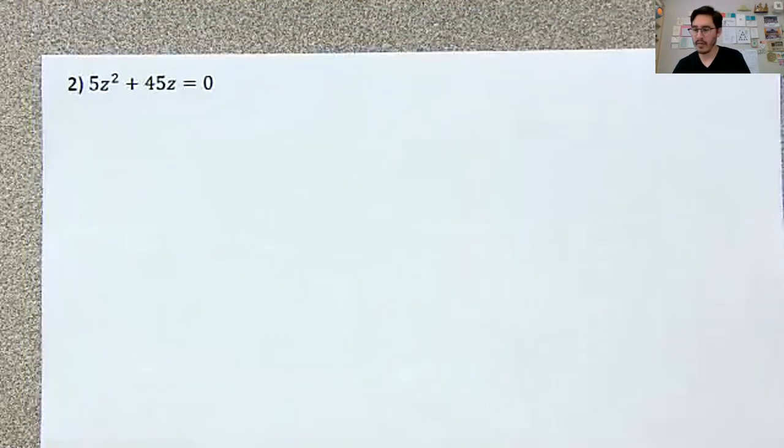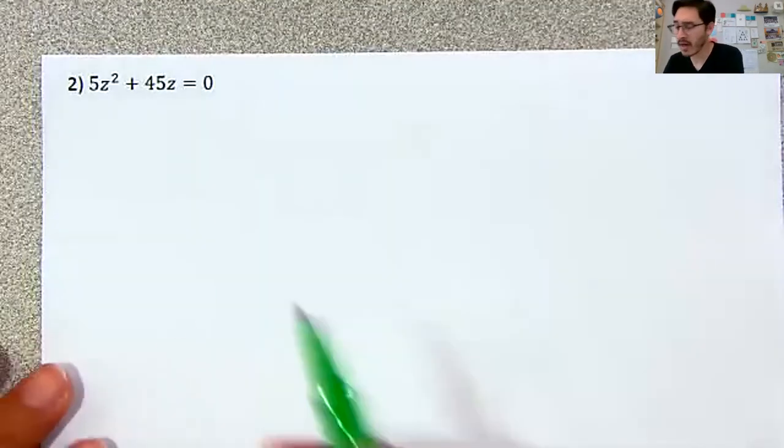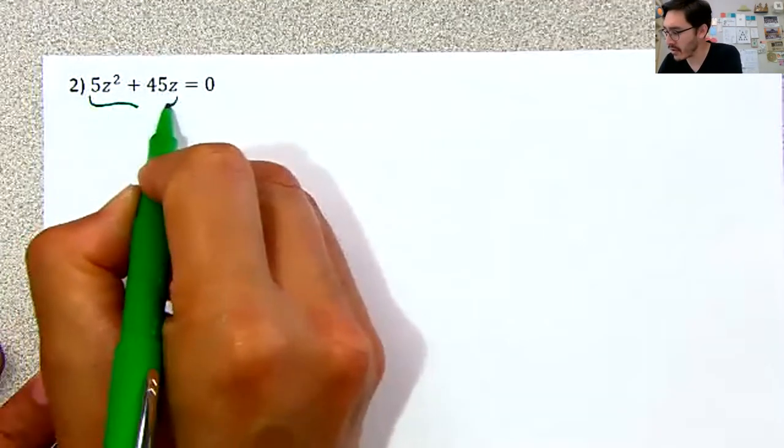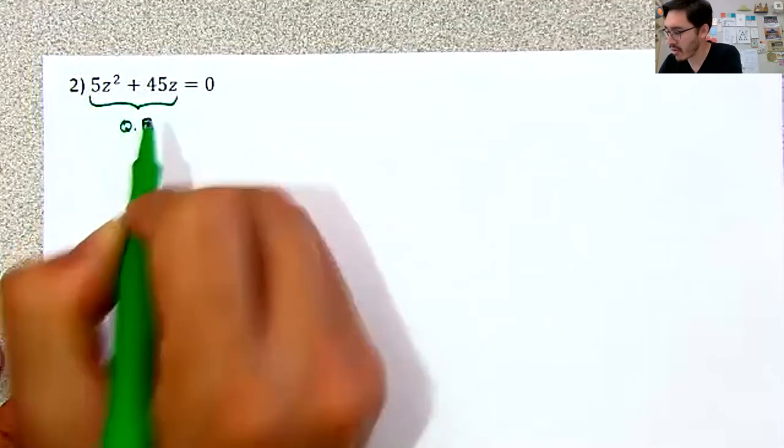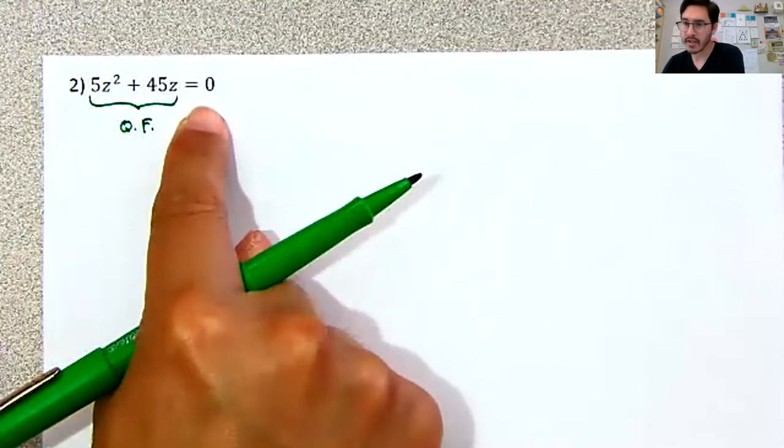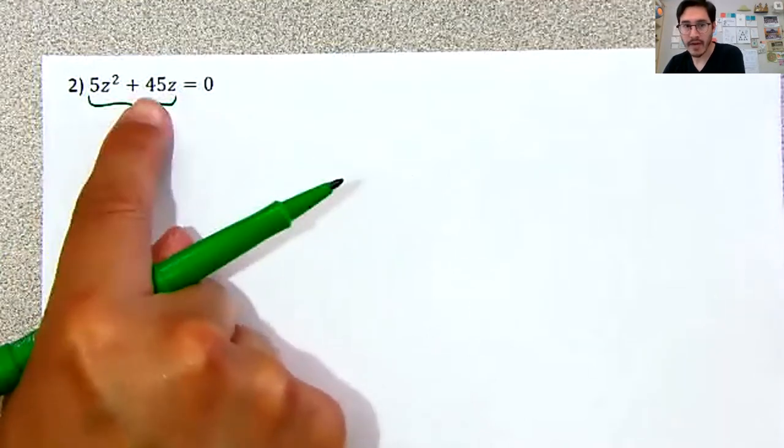All right. Here's U-try number 2. All right, so identify where the quadratic function is. It's right here. Okay. We already have it set equal to 0, so that's very nice. Okay. We're going to factor this.